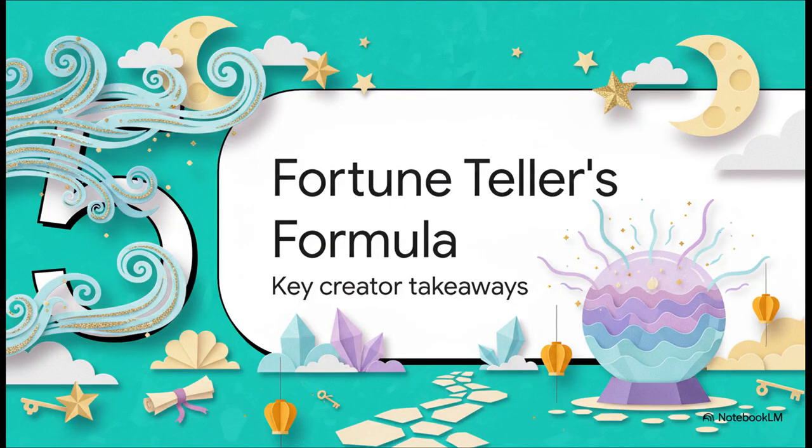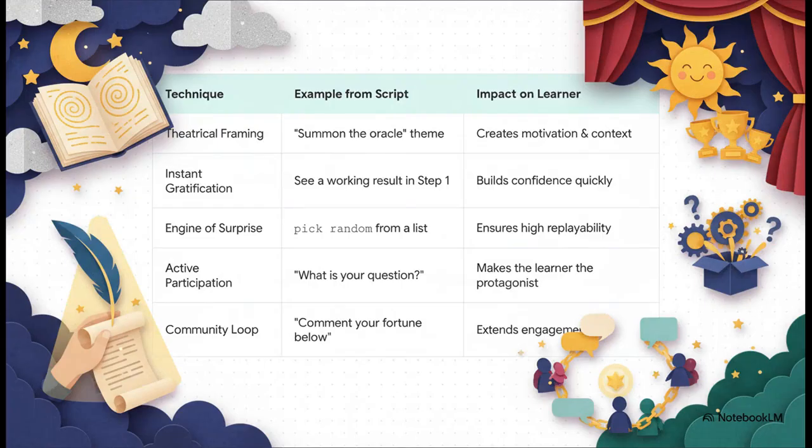Okay, so let's recap. We've looked at the theme, the structure, and that awesome engagement loop. Now let's boil all of this down into a simple, actionable formula, something any of us can use to add a little bit of that magic to our own work. And here it is, the fortune teller's formula, all laid out. You start with theatrical framing to create that motivation and context, then you hit them with instant gratification to build confidence right away. At its core is the engine of surprise, which makes it super replayable. All of that is powered by active participation, making the learner the hero of their own story. And you close the loop by building the community connection that keeps the conversation going.